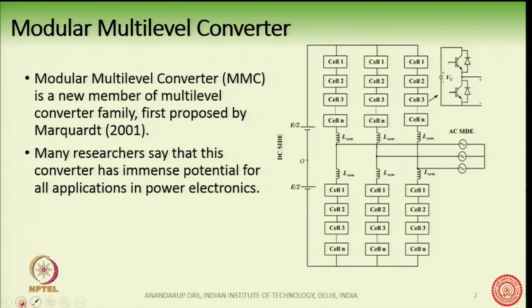Like the cascaded H-bridge converter, we can see that this converter has many cells which are connected in cascade or in series. For example, cell 1, cell 2, cell 3 up to cell n are all connected in series. So the principle of this series connection of low voltage cells in order to produce a high voltage is also applicable for the MMC.